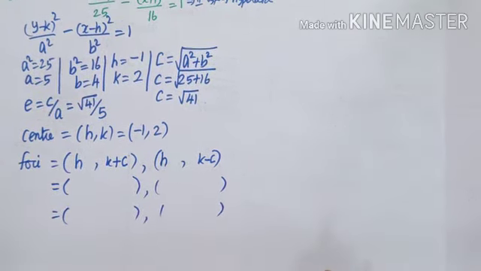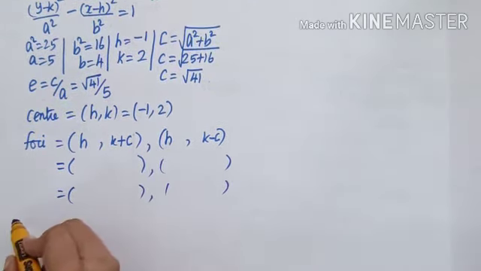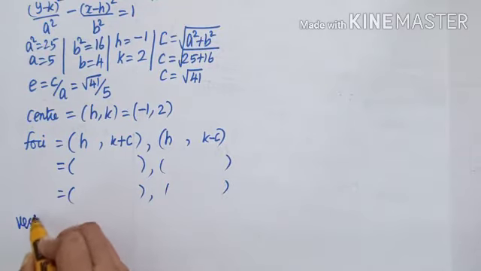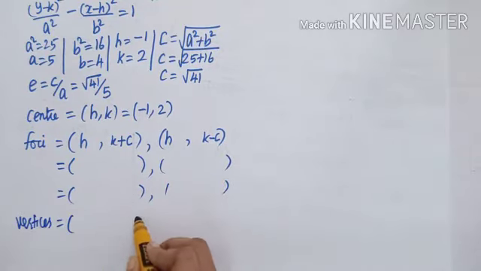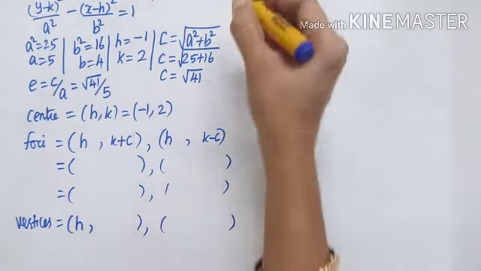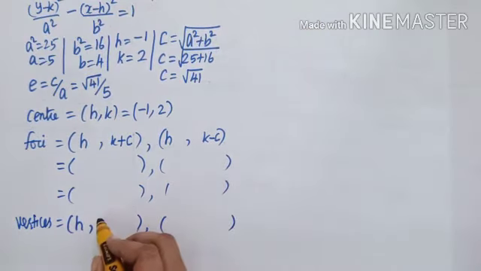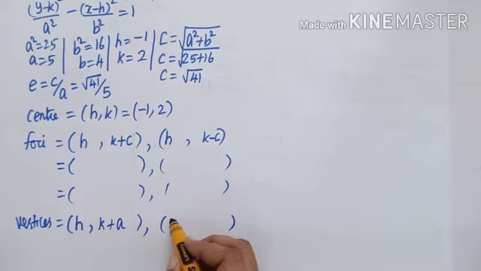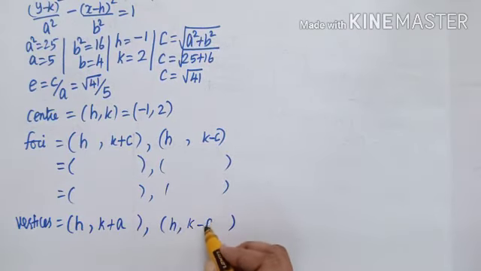The next idea, I must go on to vertices. Vertices, same pattern. Now I must add or subtract A. Again, second type tells me add A with K and subtract A from K. So we will simplify.